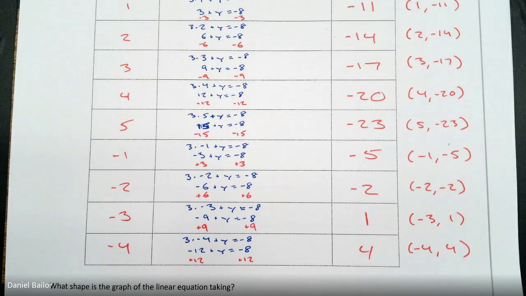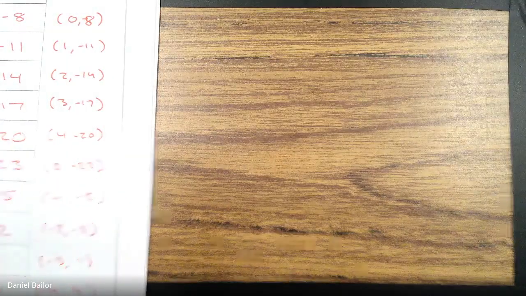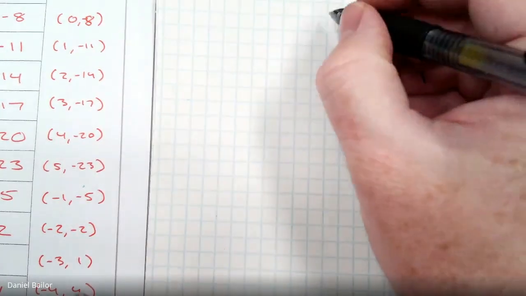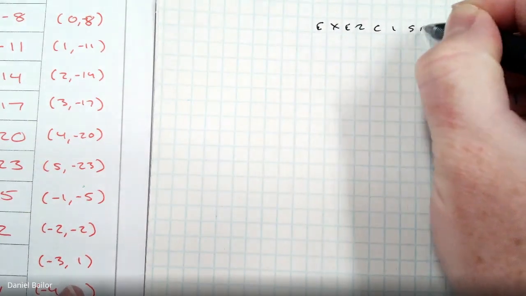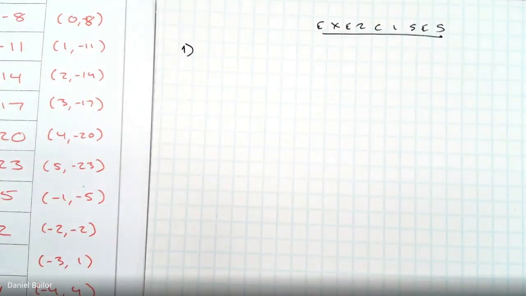Now I am ready to graph these ordered pairs. So let me grab some of my graph paper. You probably got different ordered pairs than me when you did your work, but that's okay. In fact, I hope you got some different numbers than me so that we can compare this a little better. So for exercise 1, I'm going to need a graph.